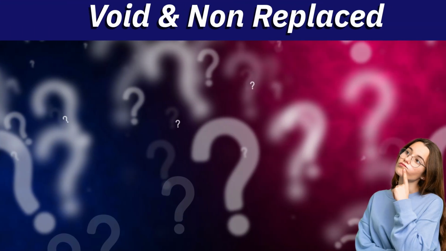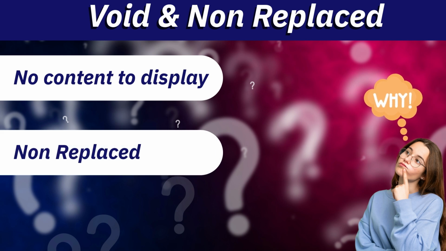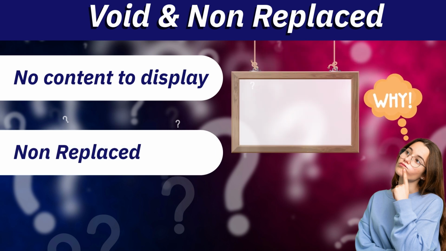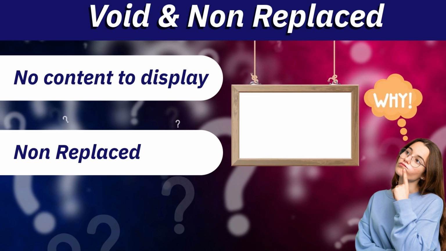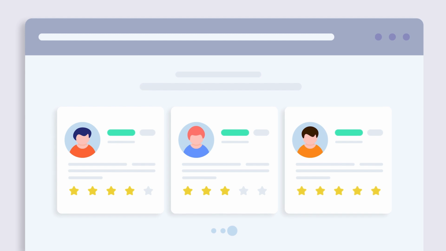You might wonder, why do we even have void elements which are not even replaced? That is, they don't have any content to display as they are void, and they are not even replaced by any other objects, thereby not rendering anything onto the screen. So they don't have visual content, but they are essential for how the browser interprets and handles your web page. The common examples are link and meta tags. Understanding the difference between these element types is crucial to write clean and effective code.